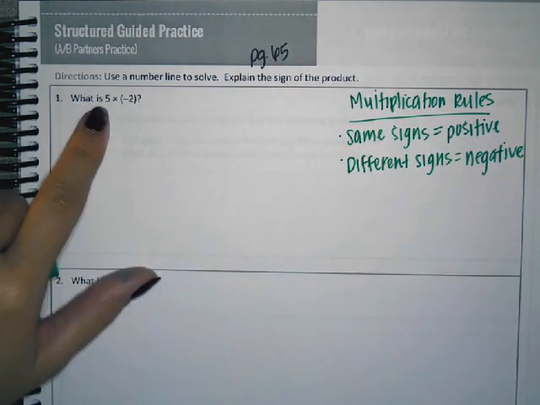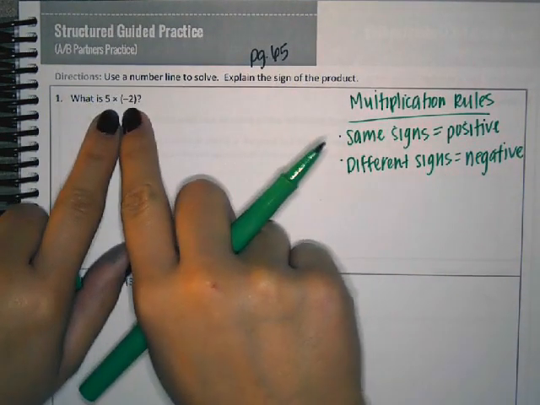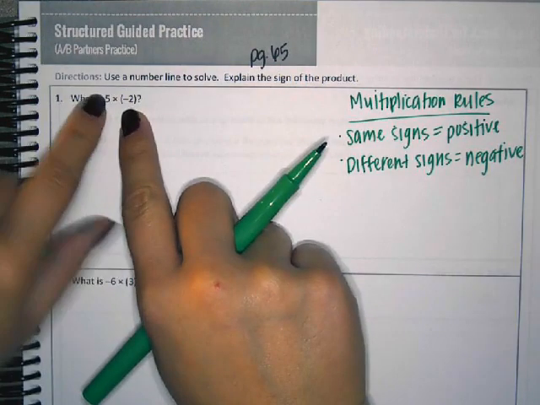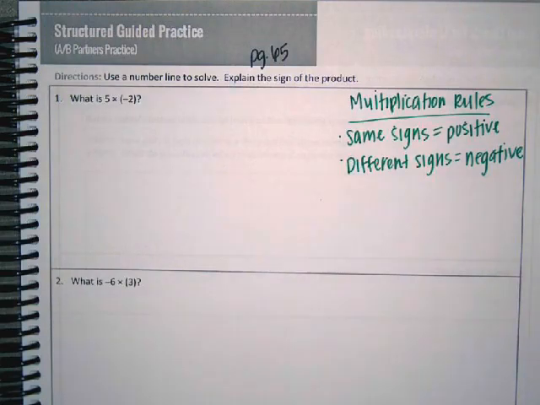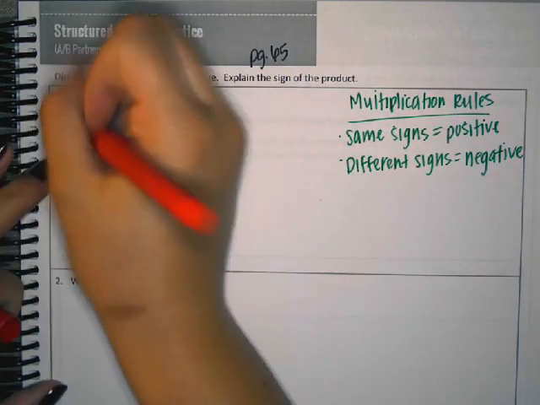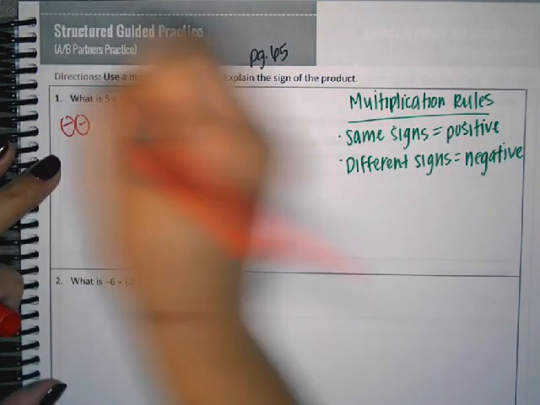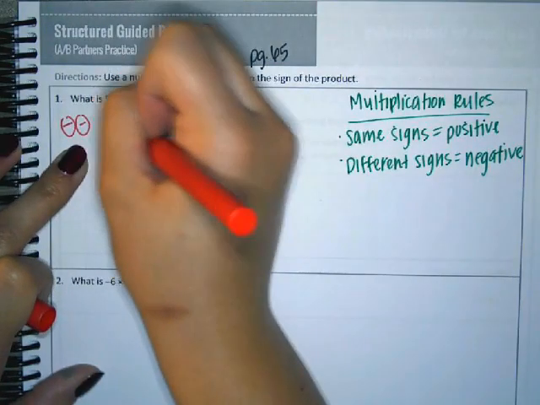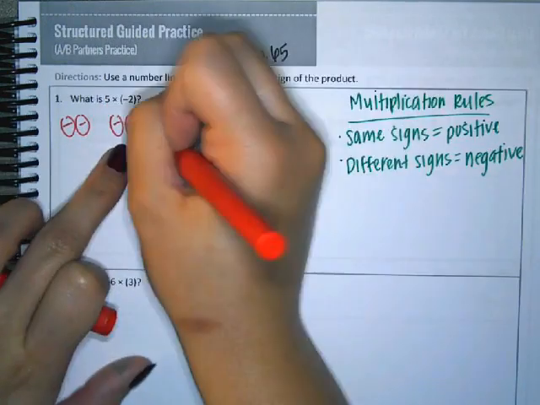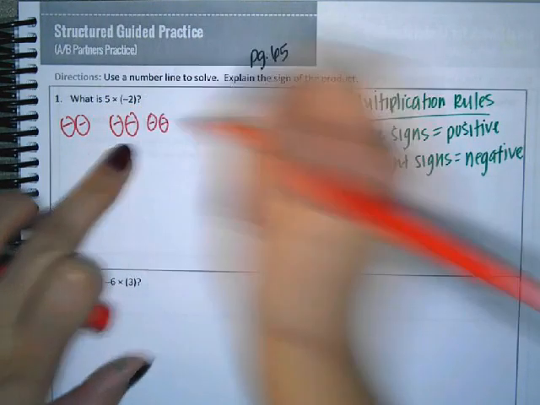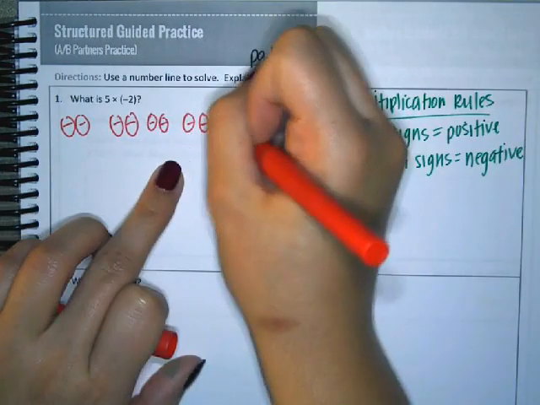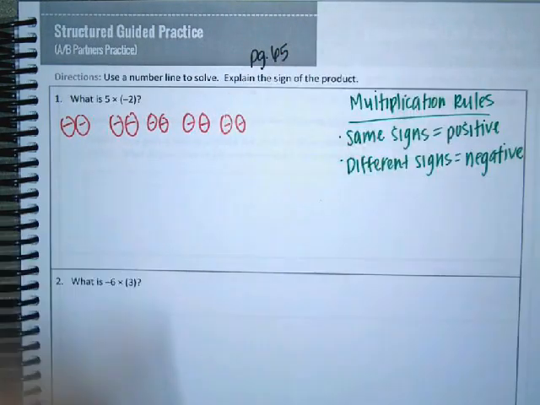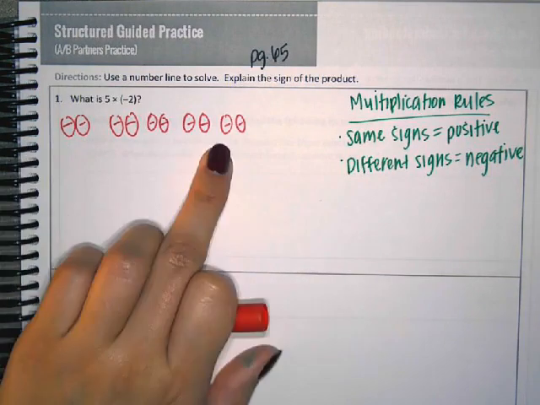So looking at this first one, I have 5 times -2. So I have 5 groups of -2. I can show you what this looks like. This is 5 groups of -2. So I have one group, 2 groups, 3 groups, 4 groups, and 5 groups. 5 groups of -2s, right?